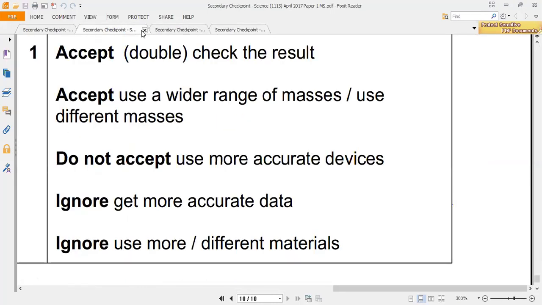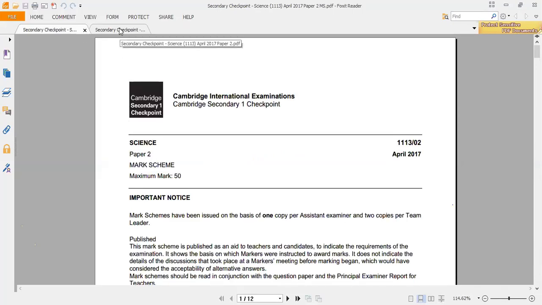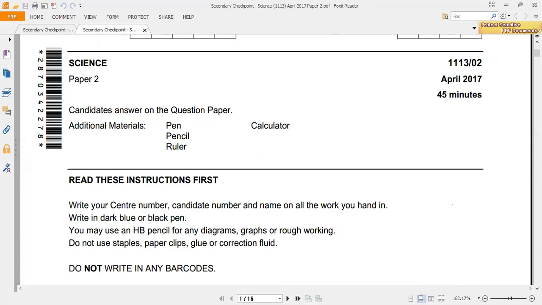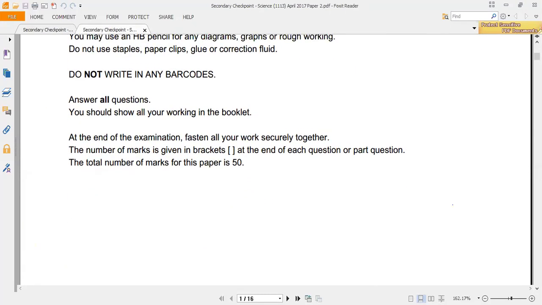If you have any question related to paper number 1, I'll open the discussion after finishing marking paper number 2. Now we are solving together paper number 2, Checkpoint Science, April 2017. Time allowed is 45 minutes. You will be graded out of 50.